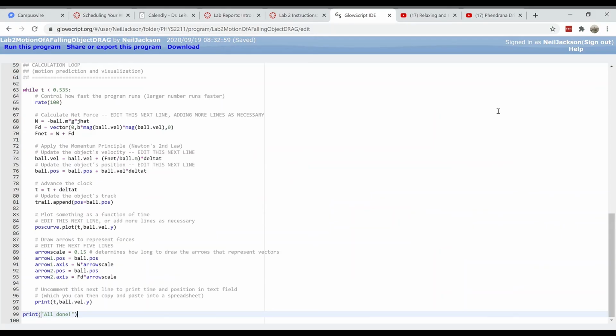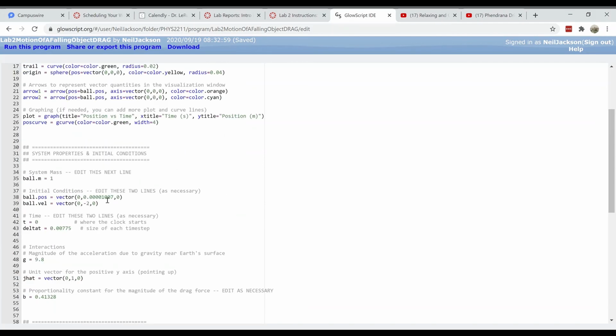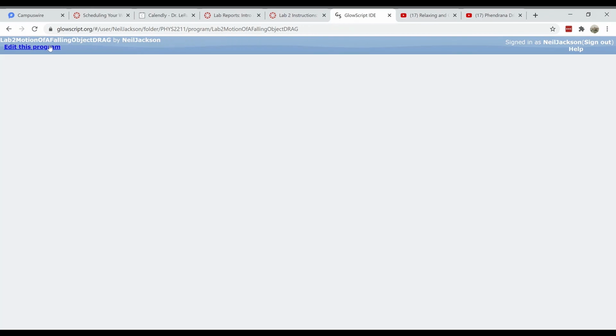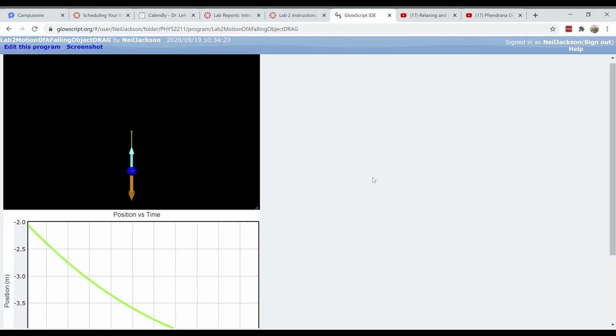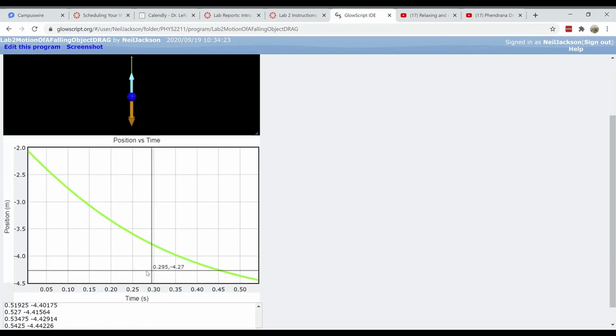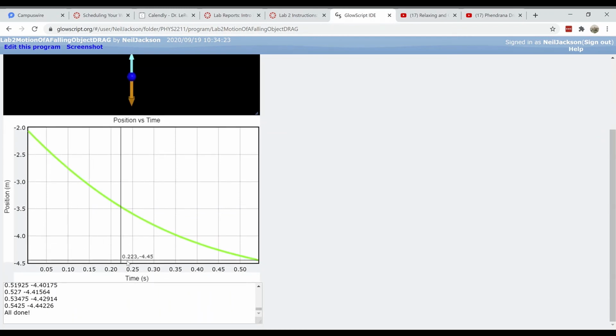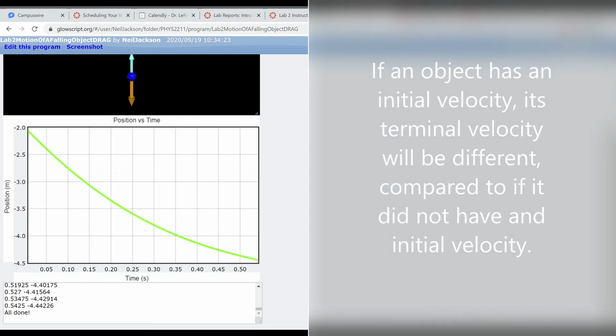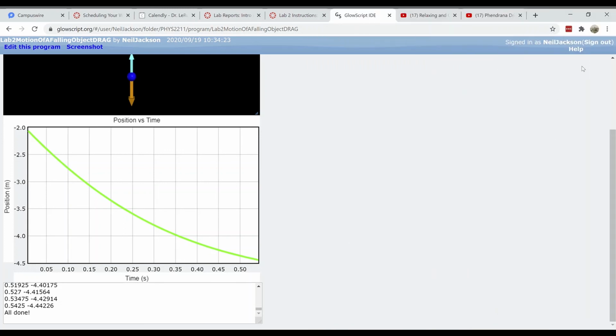When my initial velocity was equal to 0, the terminal velocity appeared to approach -4. I've now gone into my drag model and replaced my initial velocity with 2, and I've changed the graph output. As you can see, with an initial velocity, it appears as if the terminal velocity is approaching -4.5. So, if an object has an initial velocity, it is probably safe to say that its terminal velocity will change.